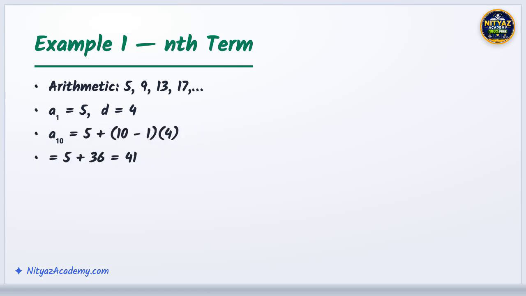This is arithmetic with first term 5 and common difference 4. Use the formula. A sub 10 equals 5 plus 9 times 4. 9 times 4 is 36, plus 5 gives 41. So the 10th term is 41, found without writing out every step.